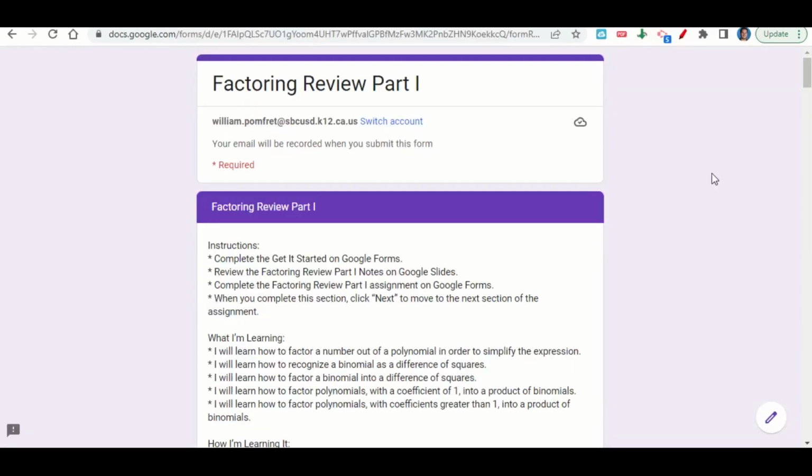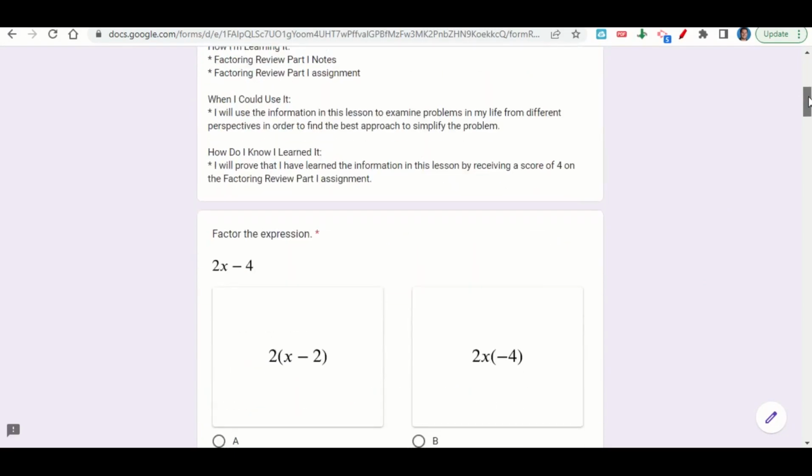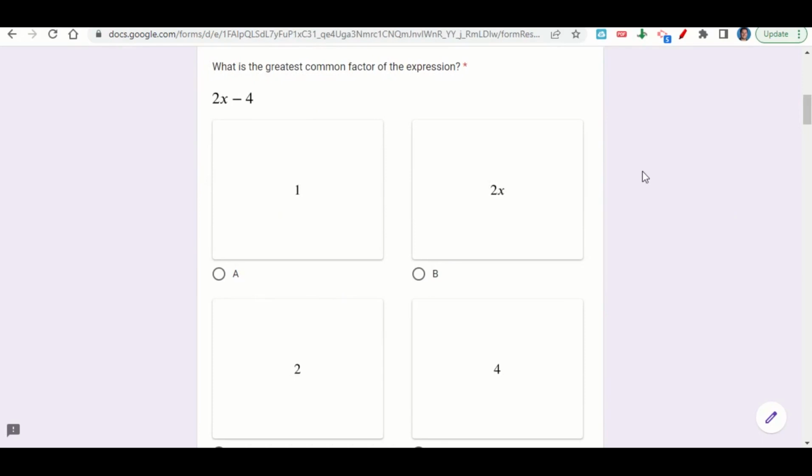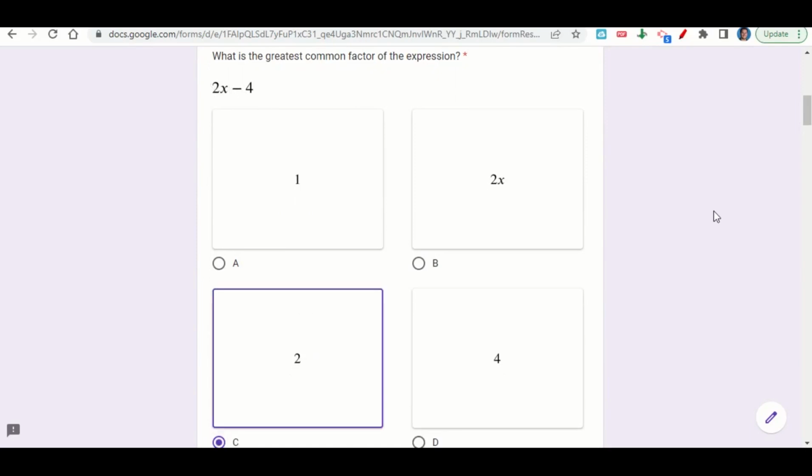Let's take a look now at the Factoring Review Part 1 assignment. The assignment begins with the learning goals and success criteria. If we scroll down, we can see the questions. The first one says, what is the greatest common factor of the expression? Well, we can see that 2x minus 4, there's a 2 in common. So the greatest factor is 2. So we go ahead and mark that.